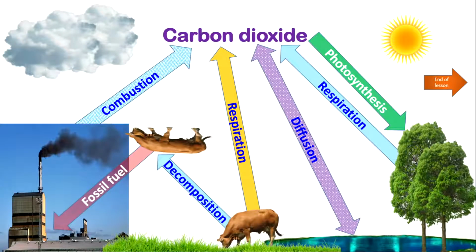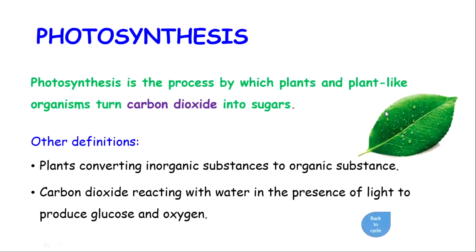Firstly, I want you to notice that the cycle involves a lot of processes, and we will be discussing each of these processes. Let's get into them quickly, starting with photosynthesis. Photosynthesis is the process by which plants and plant-like organisms turn carbon dioxide into sugars. The sugar we normally talk about here is glucose.